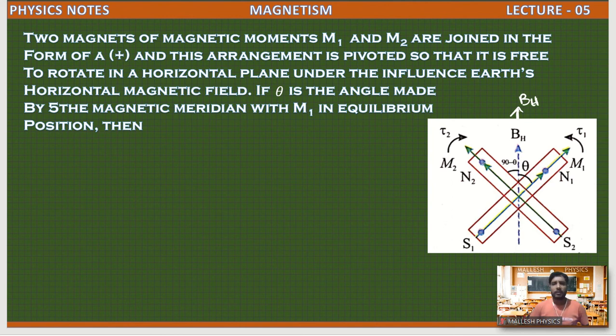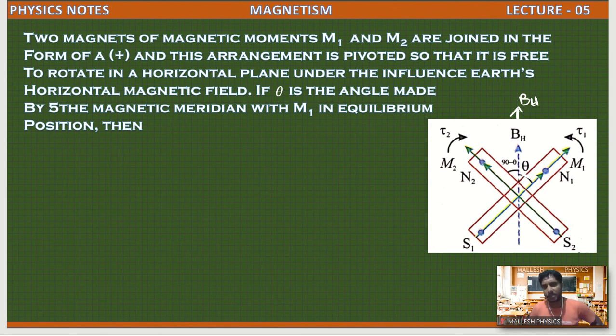Now if theta is the angle made by the magnetic meridian with m1, so with m1 the angle is theta 1 in the equilibrium position, then when they are fixed, they are not free to move here.